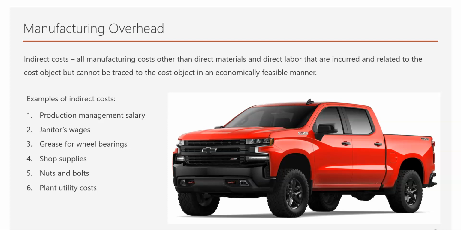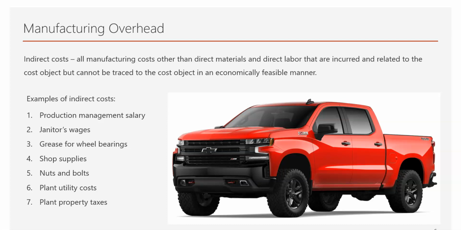What about plant utility cost? The cost of the electricity, the cost of the water, heating and cooling. Those are all costs involved in the manufacturing process, but we cannot trace the usage of each light bulb or each gallon of water in an economically feasible manner. What about plant property taxes? Can we trace those costs easily to one particular Chevy Silverado or a proportionate amount? No. So these are examples of indirect costs.